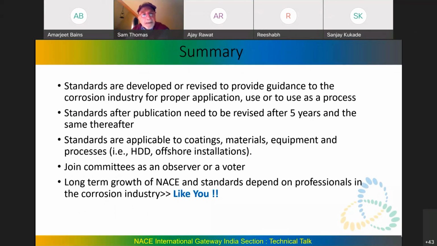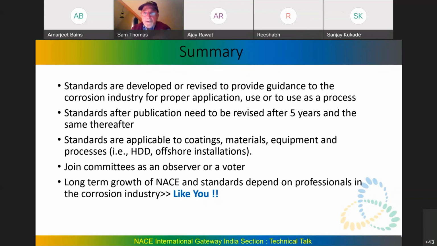Summary. As I said, we develop these standards so they become the guidelines and basis for end users and engineering companies and consultants as they write project specifications, both in terms of materials, applications, and or the processes themselves. These standards are valid for 5 years with obviously revisions. And we have many standards that go back to the 70s.